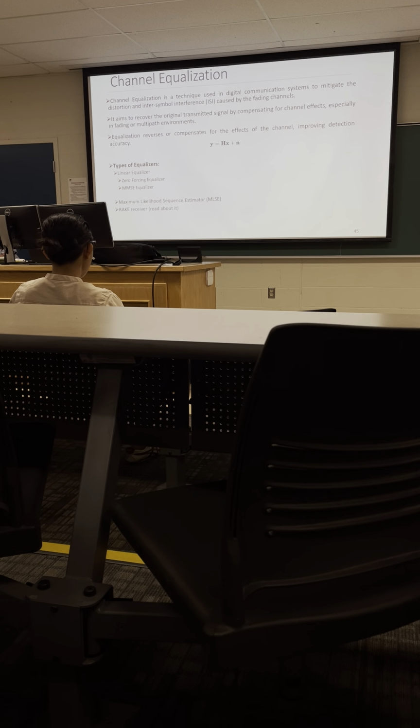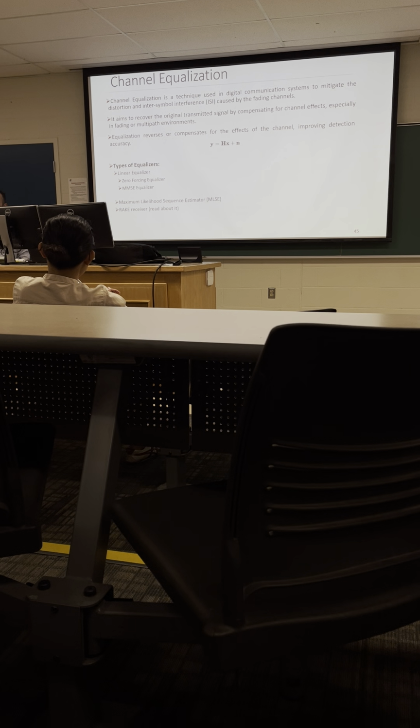I will just mention a few of them. You know that there are types of equalization: linear equalizers or non-linear equalizers. For linear equalizers, what we will be studying in this course is the zero forcing equalizer and the minimum mean square error equalizer, which are types of linear equalizer. And one of the non-linear equalizers is called the maximum likelihood equalizer, which is the most common, or the most optimal one, in wireless communication.